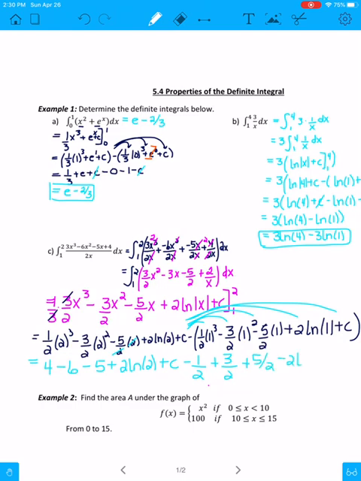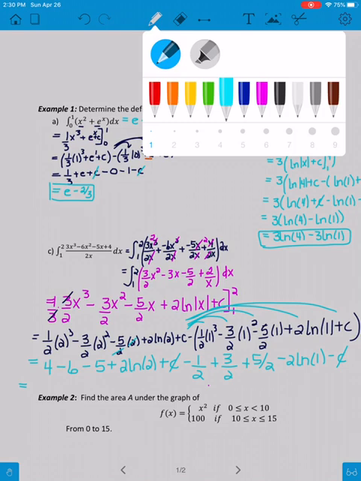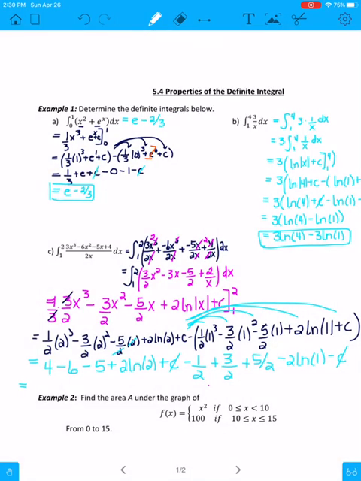Minus 2 ln of 1, minus c. C's cancel. And ln of 1 is just 0, so negative 2 times ln of 1 is just 0, so then it's going to be negative 2 times 0, so that cancels. So I'm going to be left with 2 ln 2. I can't do anything about that. And then I'm going to go 4 minus 6 minus 5 minus 1/2 plus 3/2 plus 5/2, and you get negative 7 over 2.